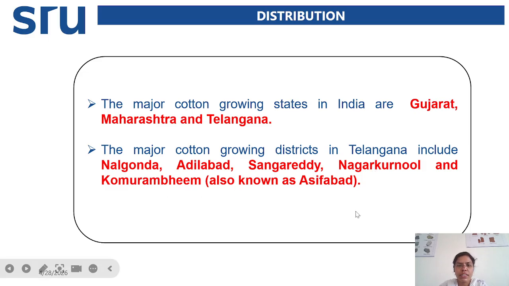Out of all these districts, Adilabad has the most area under cultivation because Adilabad has more black soil. So the main cotton growing district in Telangana is Adilabad. So this is about the distribution.